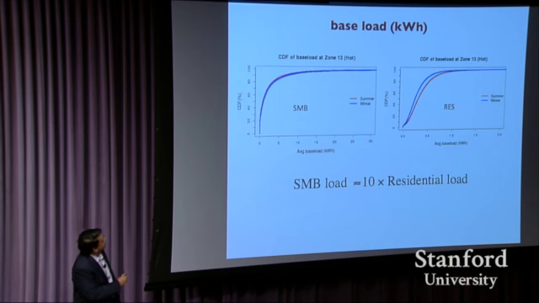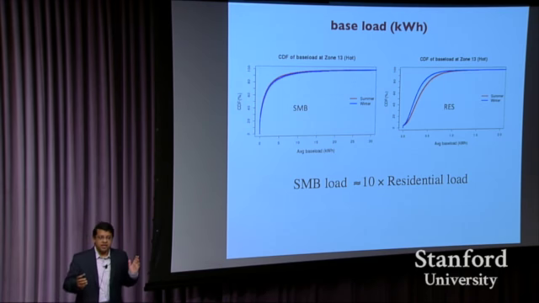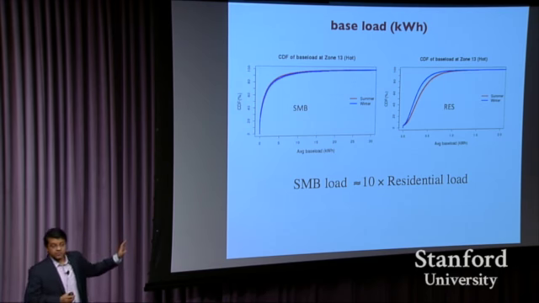So for example, the 80% quantile for small and medium business base load is about 5 kilowatt hours. And here it is 0.5. Okay? So keep this in mind. Most of the results we saw, you can find the same behavior for businesses and residential customers, the same amount of flexibility, except you have to scale it by about 10 times.